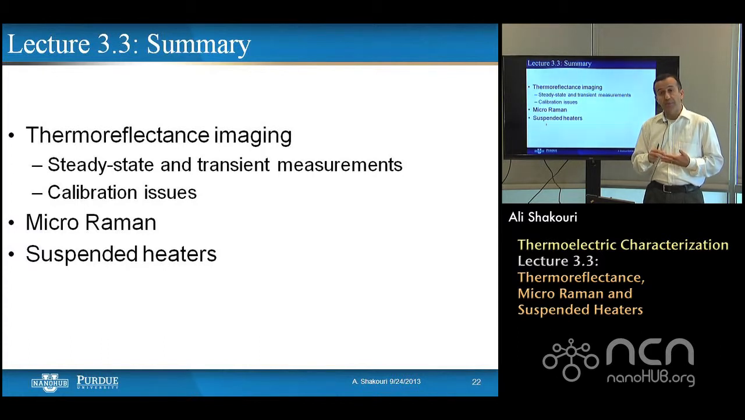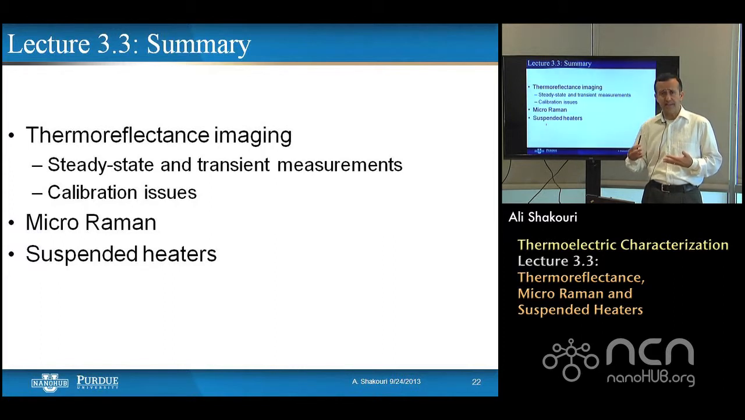I also discussed about micro-Raman as another technique, which is optical. It's not as precise, it's not imaging, it's point by point, but the advantage of micro-Raman is that it can give you the three-dimensional temperature profile. And finally, I discussed that you can use suspended micro platform, NEMS type of platform, to do measurement of heat transfer at the smallest scale.